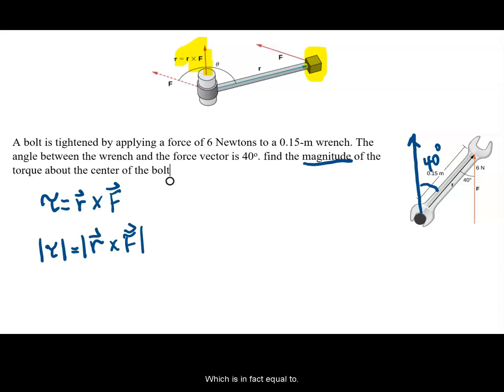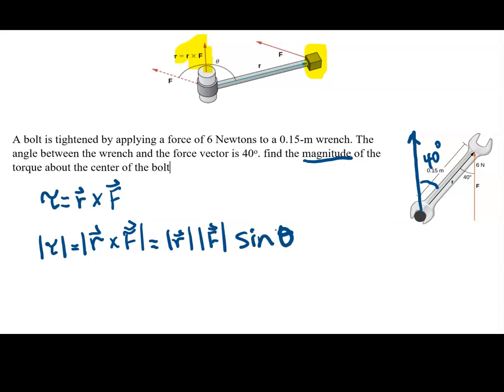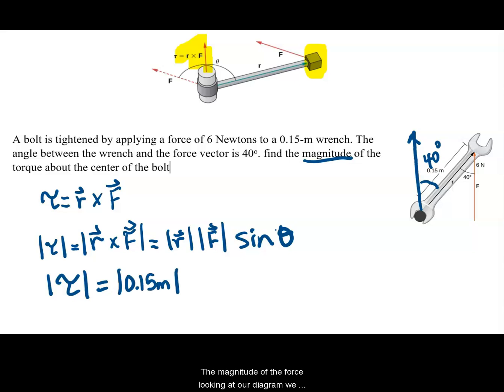which is in fact equal to the magnitude of R, the magnitude of F, and in our case, the torque will be magnitude of R. That's how long my wrench is, and it's 0.15 meters. The magnitude of the force, looking at our diagram, we see that that is 6 newtons. And then sine of 40 degrees.